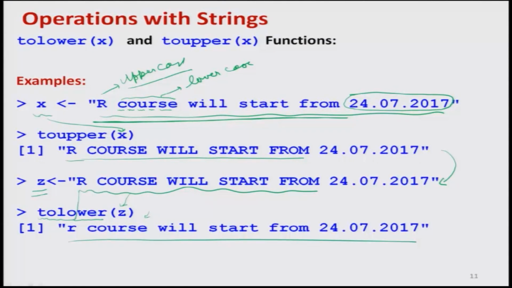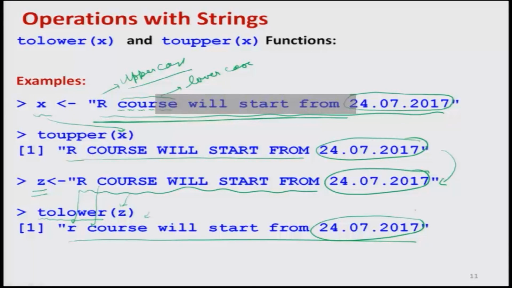Even R is changed into small r, capital C is changed into small c, and so on. But here you can see that these are the numbers, they are not changing, and these two functions, toUpper and toLower, are not affecting the non-alphabetic characters. So let us try to do it over the R console, and we can see what we obtain over here.